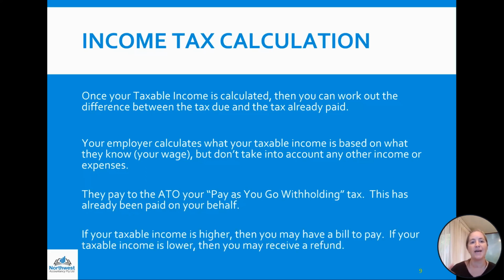If your taxable income is higher than what work has assumed, then you'll probably have a bill to pay, because they're supposed to be working out the right amount of tax to withhold from your taxable income. And so if you've got more money coming in, so you might have rent that you've received or interest that you've received, then you may have a bill to pay. If your taxable income is lower because you've got tax deductions, you've got negative gearing, you've got claims, then you might receive a refund back. And that's the way the tax system works.